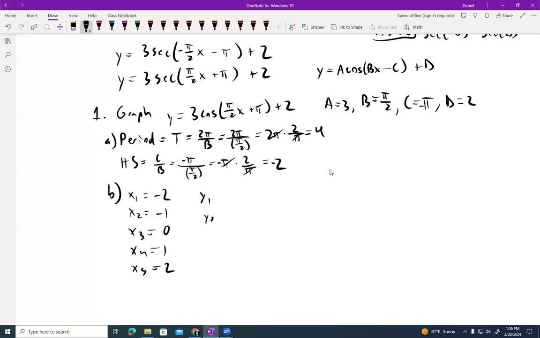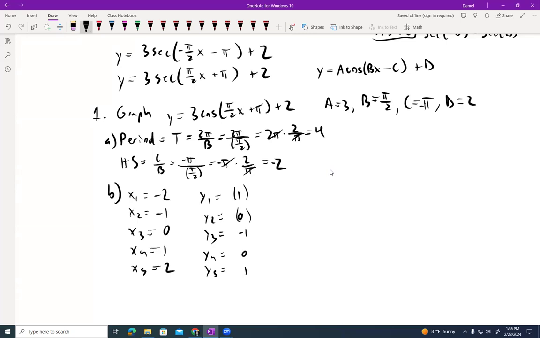Now we're on to our y values, which look a little bit different than the y values for sine. For sine, it was 0, 1, 0, negative 1, 0. But for cosine, it starts at its maximum value, then goes down to the axis of symmetry, goes down to its minimum, goes back up to its axis of symmetry, and then it goes on to its maximum value.